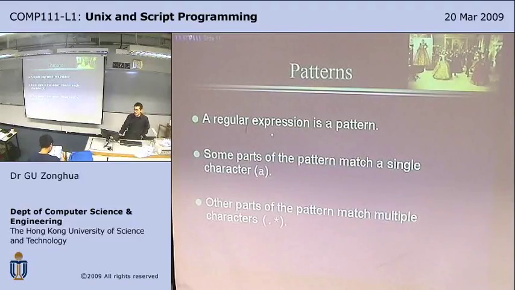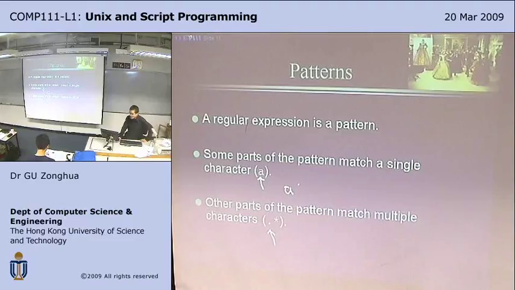The regular expression is a pattern. Some parts of the pattern match a single character. Some parts match multiple characters. So if you say A, it will match the literal string A, small a that is. It matches nothing else. But if you say dot, it matches any character. It's the so-called wildcard. Followed by a star, it matches 0 or more repetitions of any character.